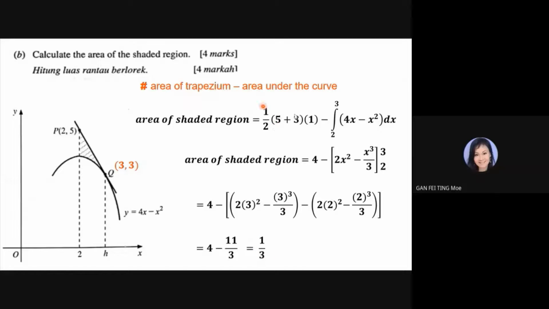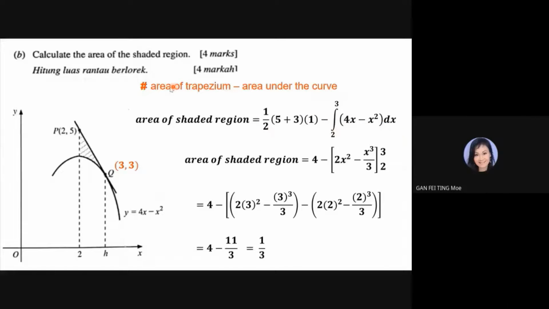And the operation, what you do, is the trapezium take away the curve. Okay, area under the curve is 1 mark. So the whole idea for this is 1 mark. Where are the 4 marks? Where are the 4 marks? So the whole thing here is 1 mark: area of trapezium minus area under the curve.